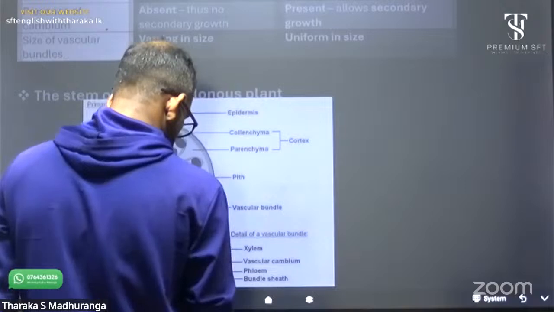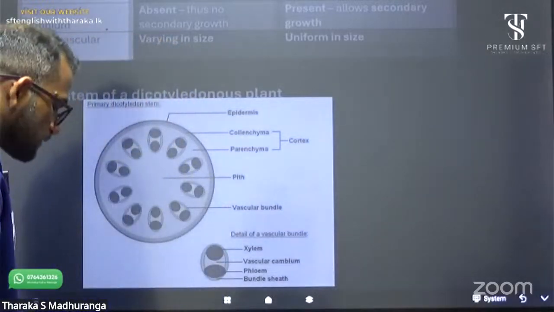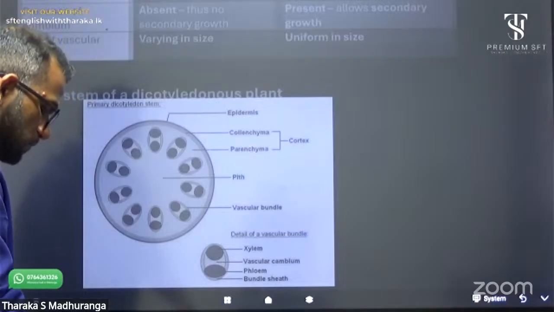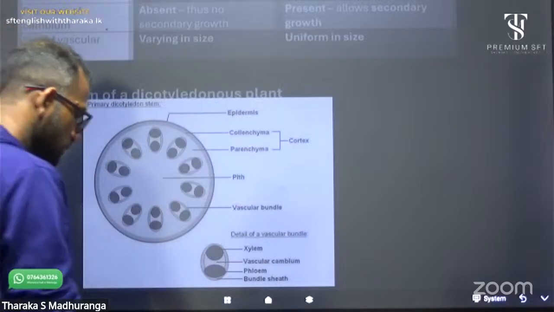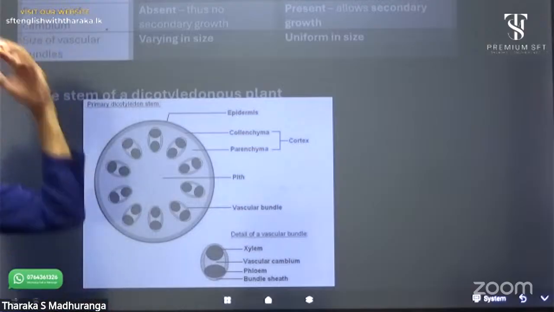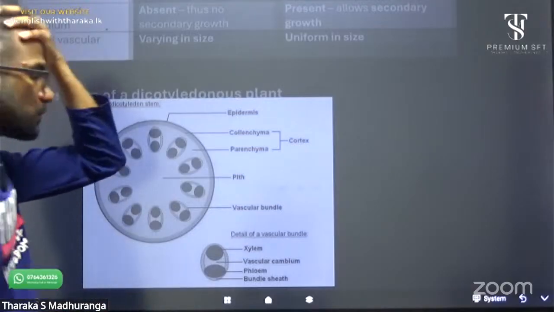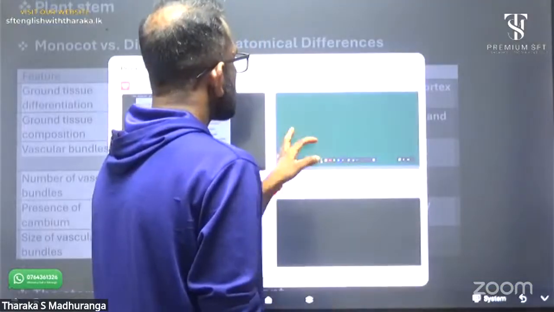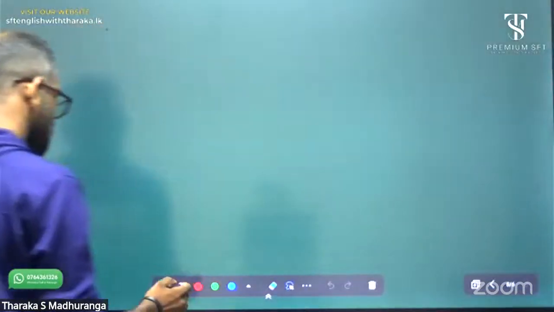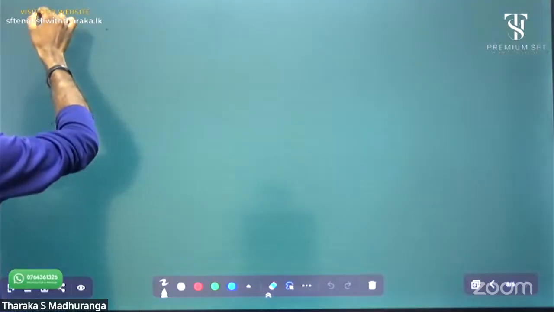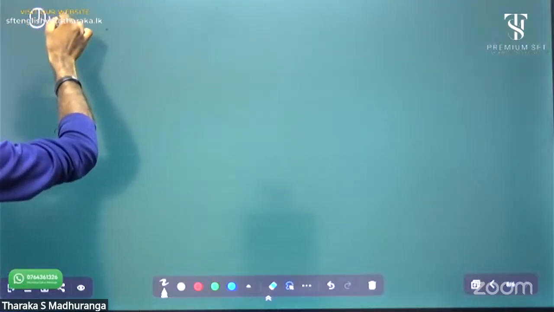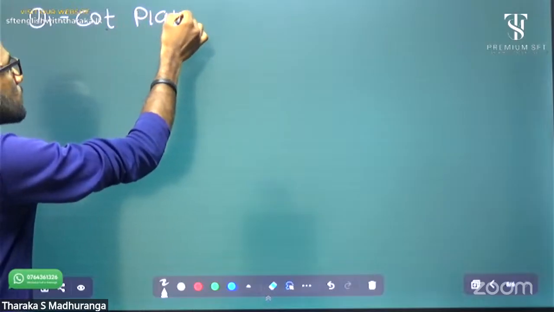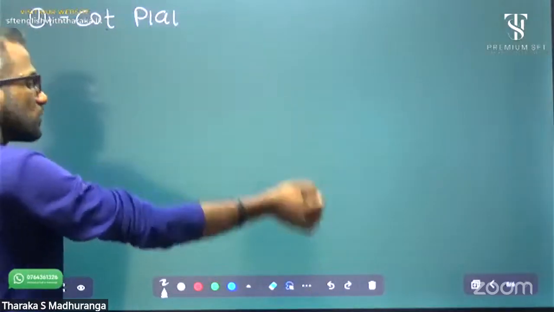Write down the next topic in your short note. Plant stem. First one, dicot plant stem. The first topic, dicot plant stem.